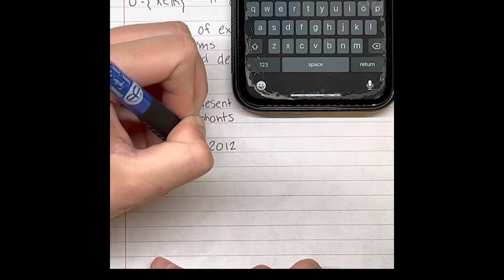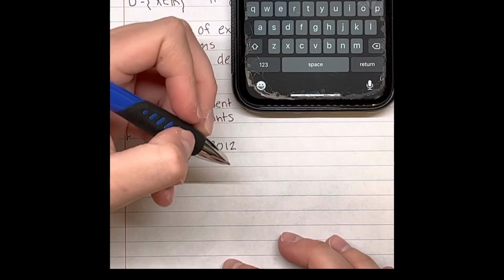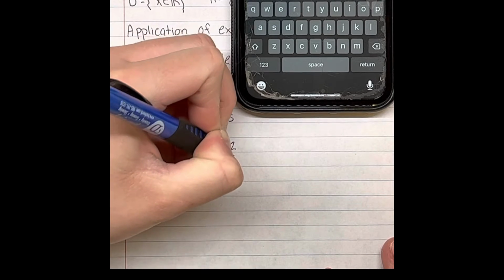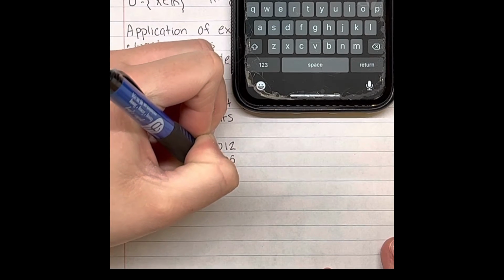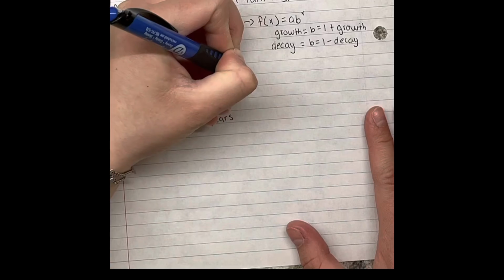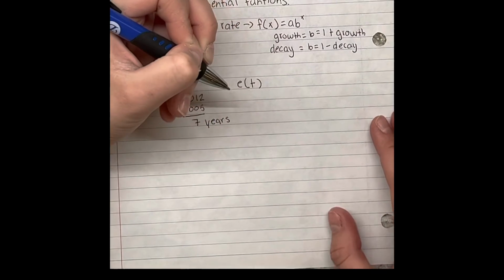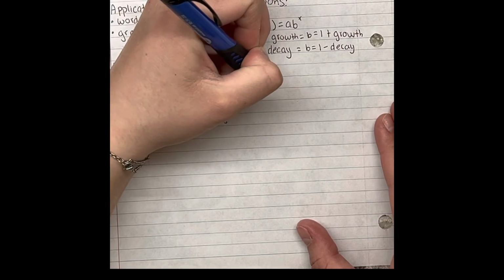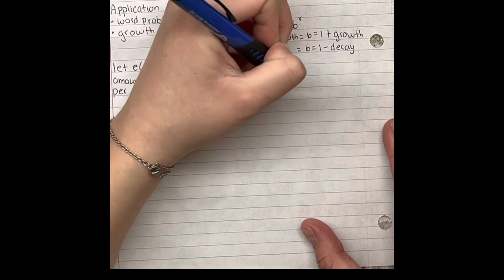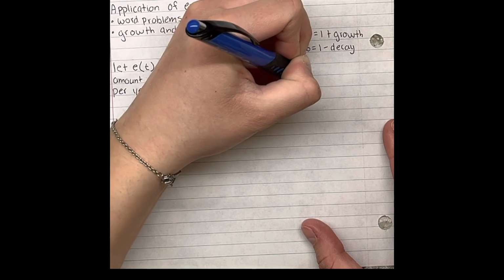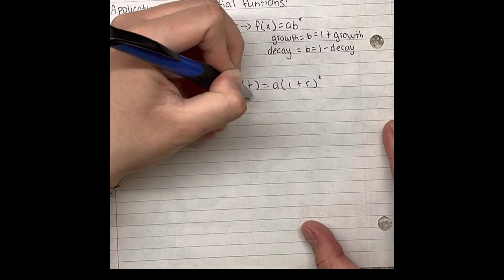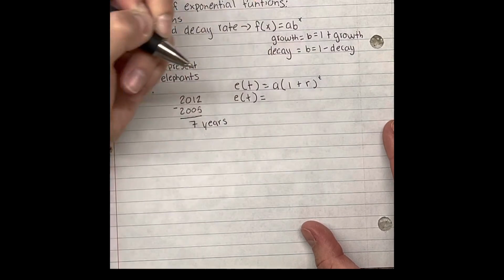So first I want to find out how many years is between 2005 and 2012. So I'm just subtracting the 2 from each other, which equals 7 years, which we can now add into our equation. And so now that we know the amount of years, we can write f of t is equal to A, and then we see in the equation that the population of elephants is growing, so we know that it's growth rate, so we do 1 plus r to the power of t, as in time.